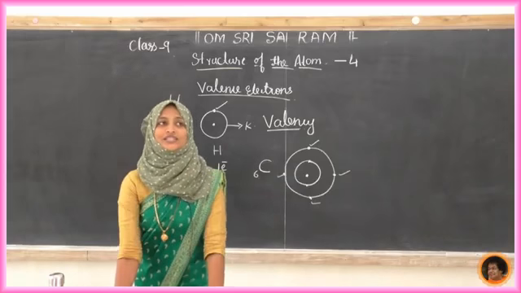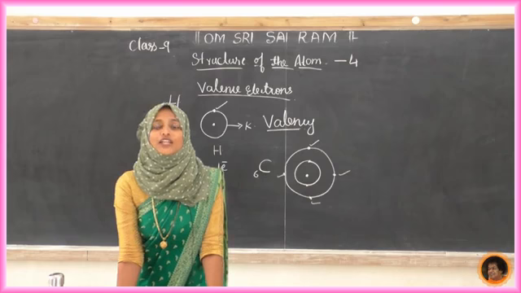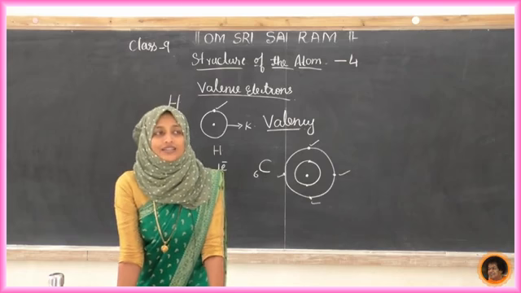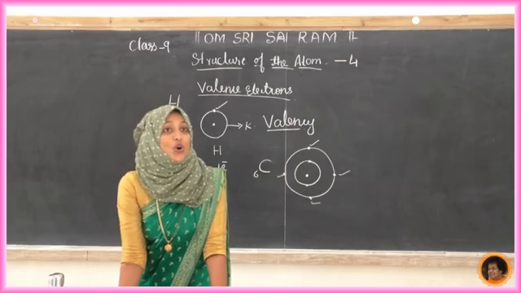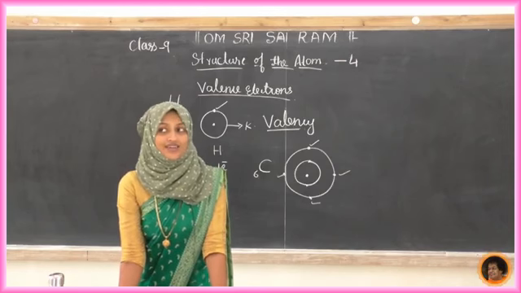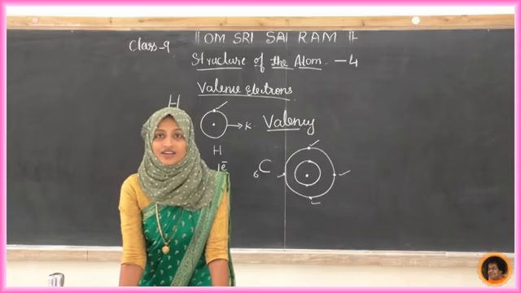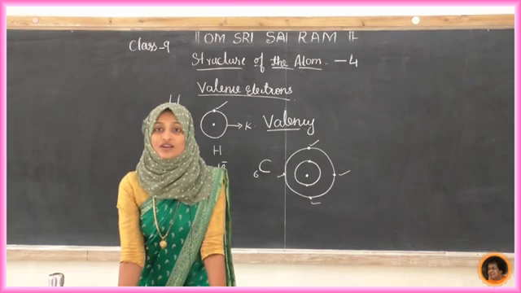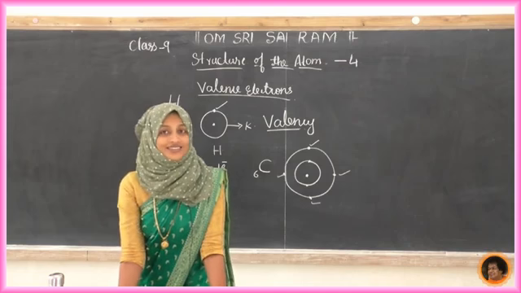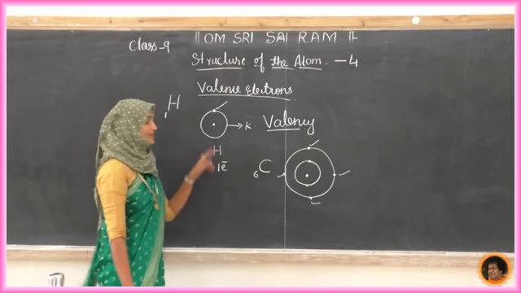Now tell me, students, what is the valency of a fully filled shell or orbit? A completely filled outermost shell, as in argon, helium, or neon, how much is the valency? The valency is 0. Can you tell by drawing its structure?